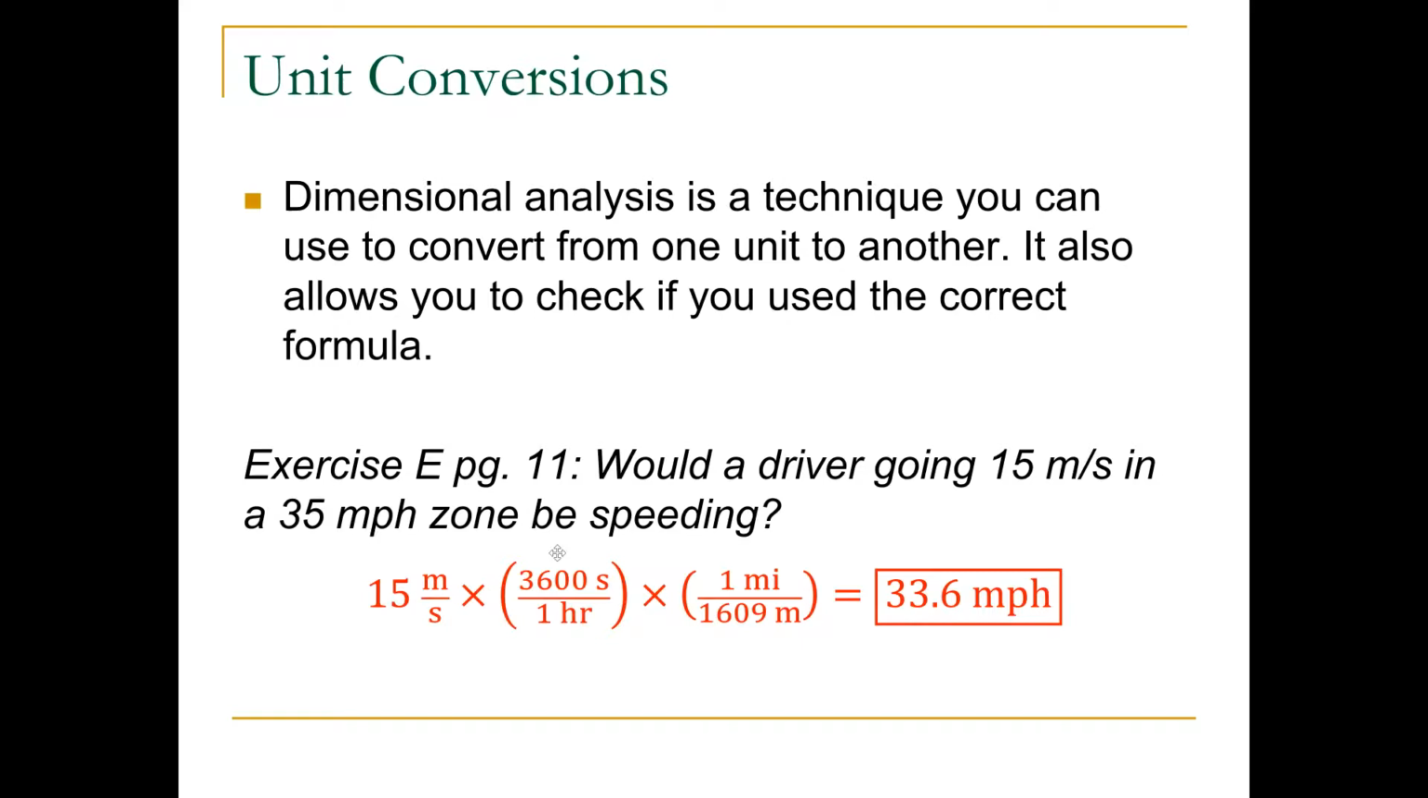I have to change per second to per hour. So I've written all of the fractions as vertical fractions, so it's easier to see what values cancel. So seconds cancel out, we're left with per hour. And then that second fraction in parentheses is to convert from meters to miles. If you didn't have that conversion factor memorized, don't worry about it. And we're left with 33.6 miles per hour, so that's under the speed limit.